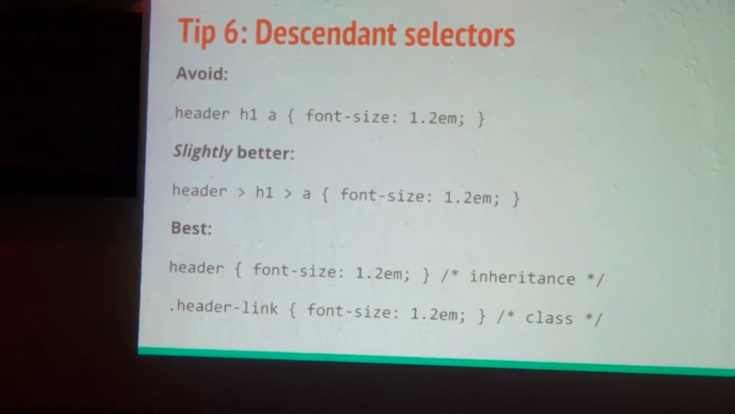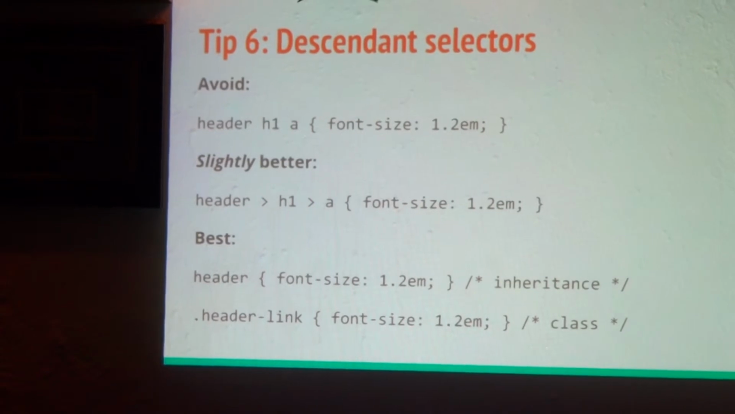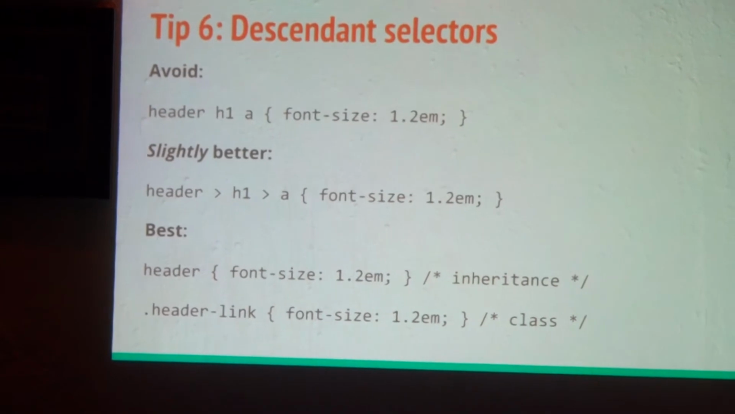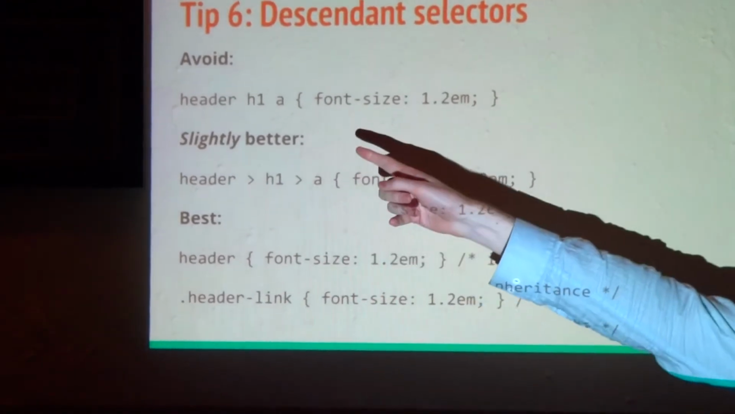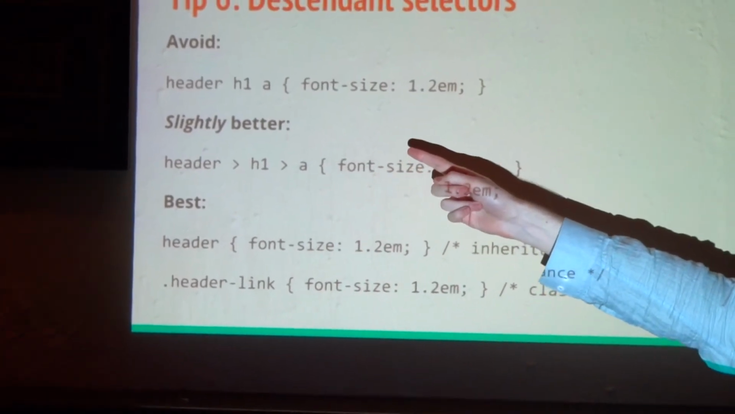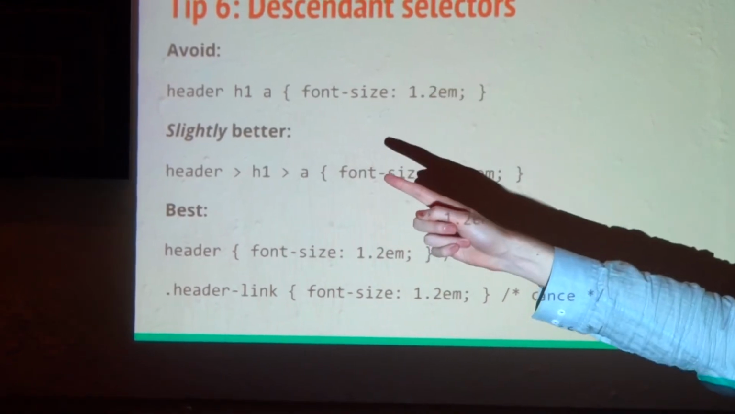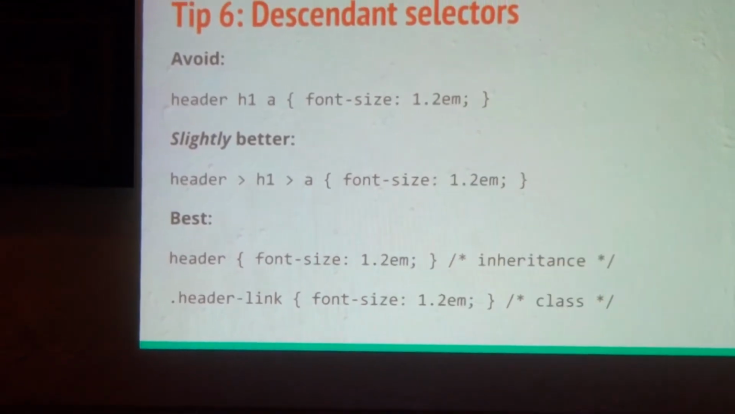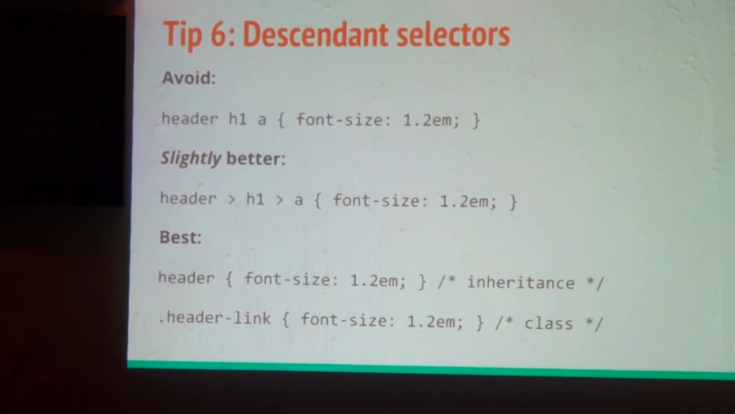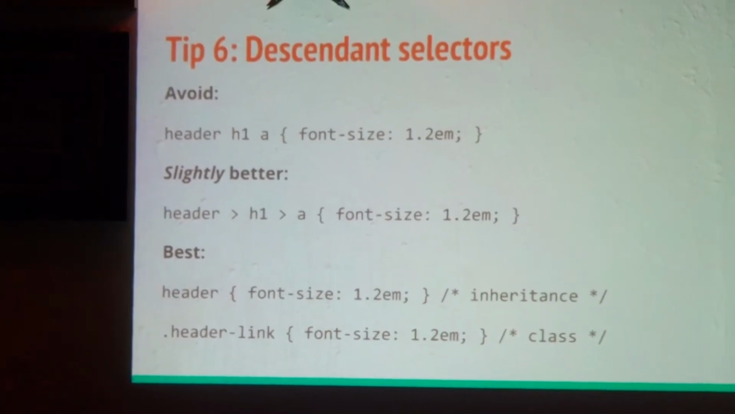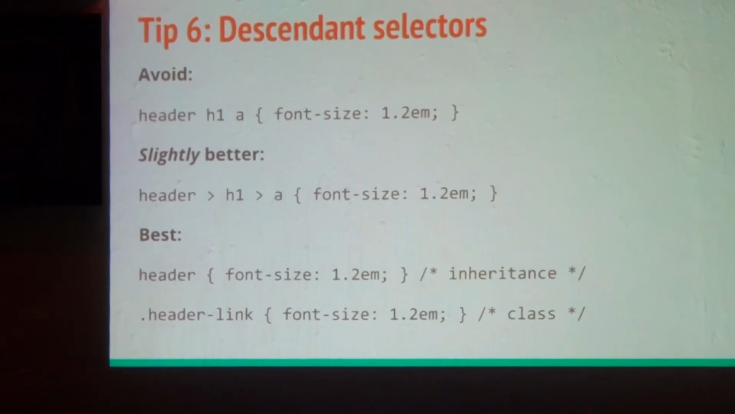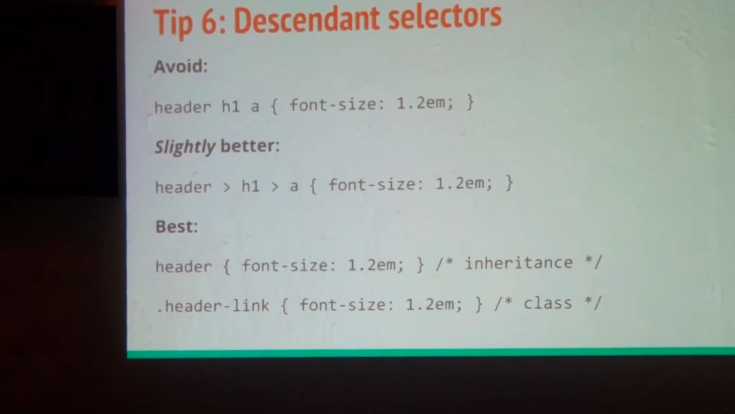Cool. So number 6, descendant selectors. Oh my god. Yeah. So I know SCSS kind of encourages this, but you tend to end up with these descendant selectors, and that means it will look for any A tag. It will check to see if an A tag is sitting in an H1 tag, and if it is, then it will check to see if it's in a header tag. This is really inefficient, and it's really slow. So slightly better is to use the child selector, and that means that it will only detect the immediate child or the immediate parent of the selector, and it won't look through all of the parents.